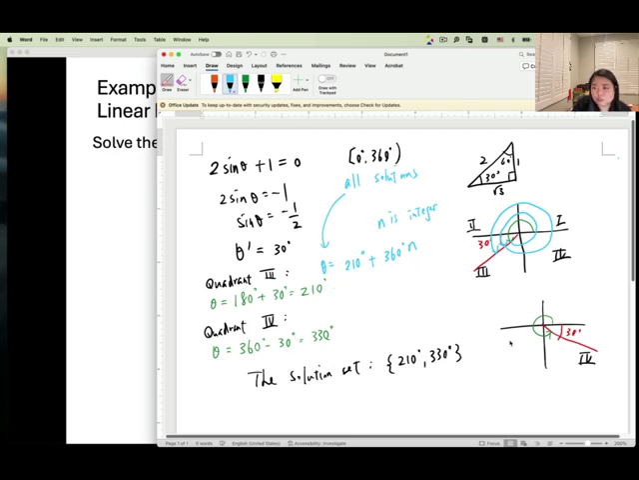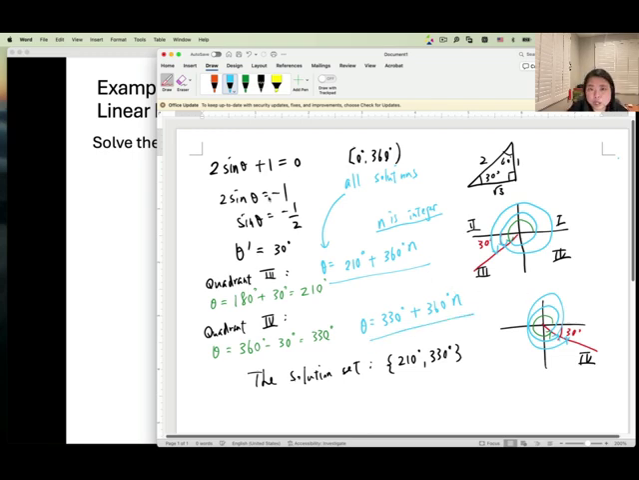Same idea for quadrant 4. The first angle will be 330. If I keep going, I first add 360 degrees, and then I keep going and add a second 360 degrees. So I put n here, and again, n is an integer. When n equals 0, we get the first solution. When n equals 1, we get the second solution. When n equals 2, we get the third solution, and so on. So this is called the general solution, or the all solutions.